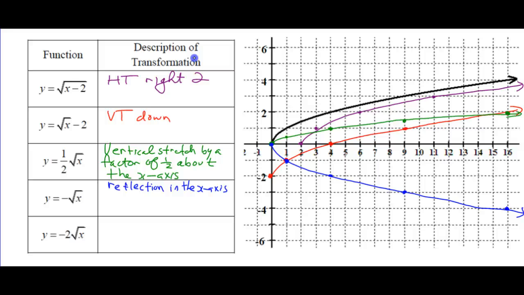Okay, negative 2 root x. What's going on? Yeah, so when we do transformations, we have a specific order. Like getting up out of bed: you stretch, go to the mirror, reflection, and you go to school and translate something, one language translation. Okay, so we have a vertical stretch by a factor of 2 about the x-axis, followed by what? A reflection in the x-axis.